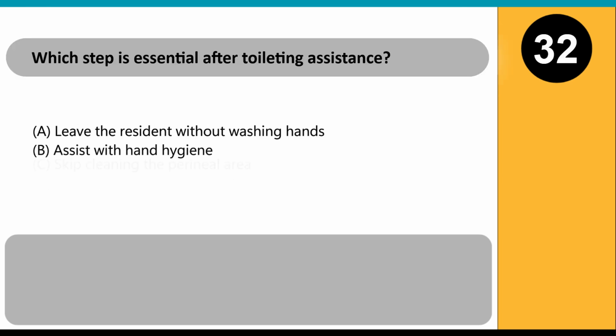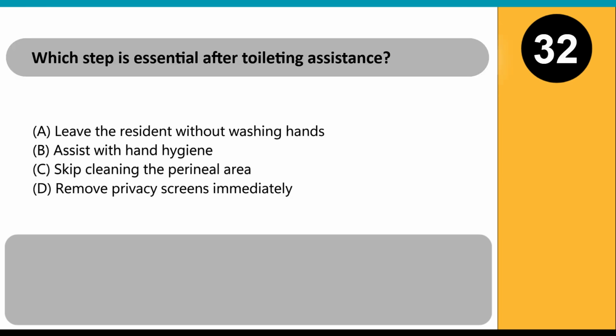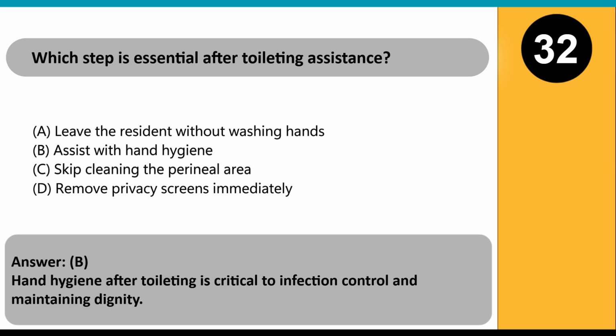Which step is essential after toileting assistance? A. Leave the resident without washing hands. B. Assist with hand hygiene. C. Skip cleaning the perineal area. D. Remove privacy screens immediately. Answer B. Hand hygiene after toileting is critical to infection control and maintaining dignity.